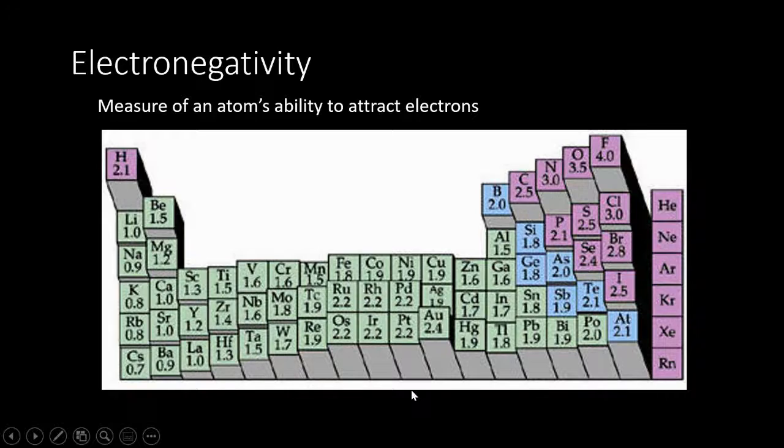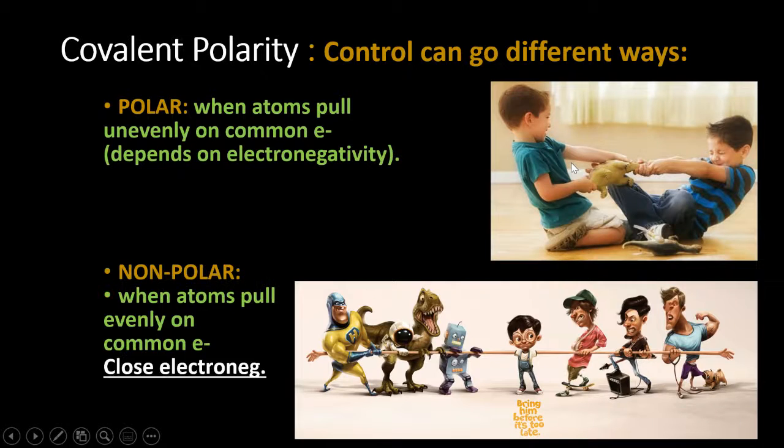And that nonpolar happens when, for example, oxygen bonds with itself, the oxygen gas that we breathe. There's no difference between the two oxygens. They're both 3.5. So the electrons that they're sharing are shared equally.